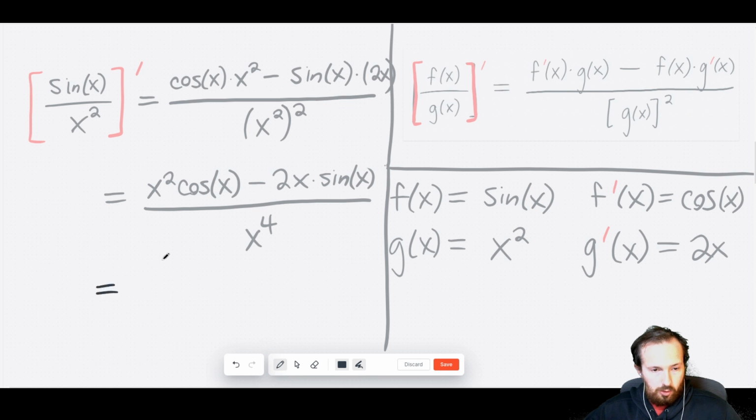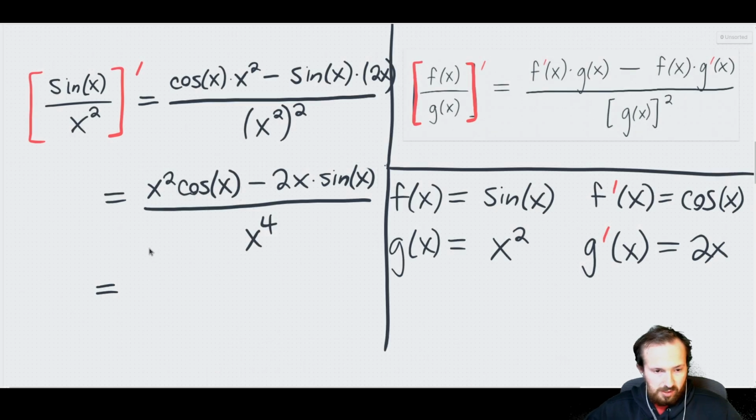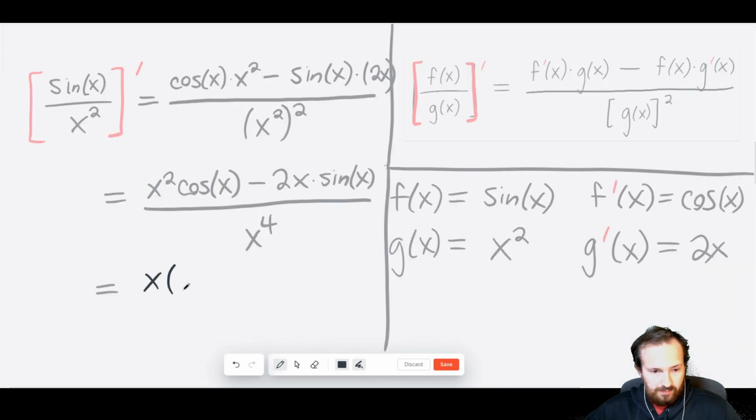And then you could argue, if you notice this, you can see that there's actually a common factor in the numerator of x. So if I factor out x, I'll be left with x times cosine of x minus 2 times sine of x.